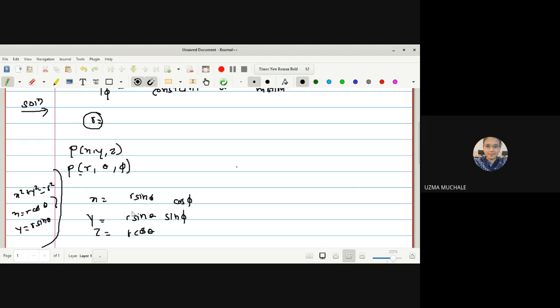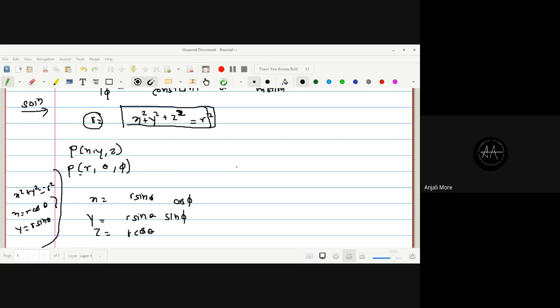Up to then, first we will find out whether they are linearly independent or not, right? Because we know that x, y, z are related by the equation x square plus y square plus z square is equal to r square. So can you say that x, y, z are linearly independent? Yes, ma'am.